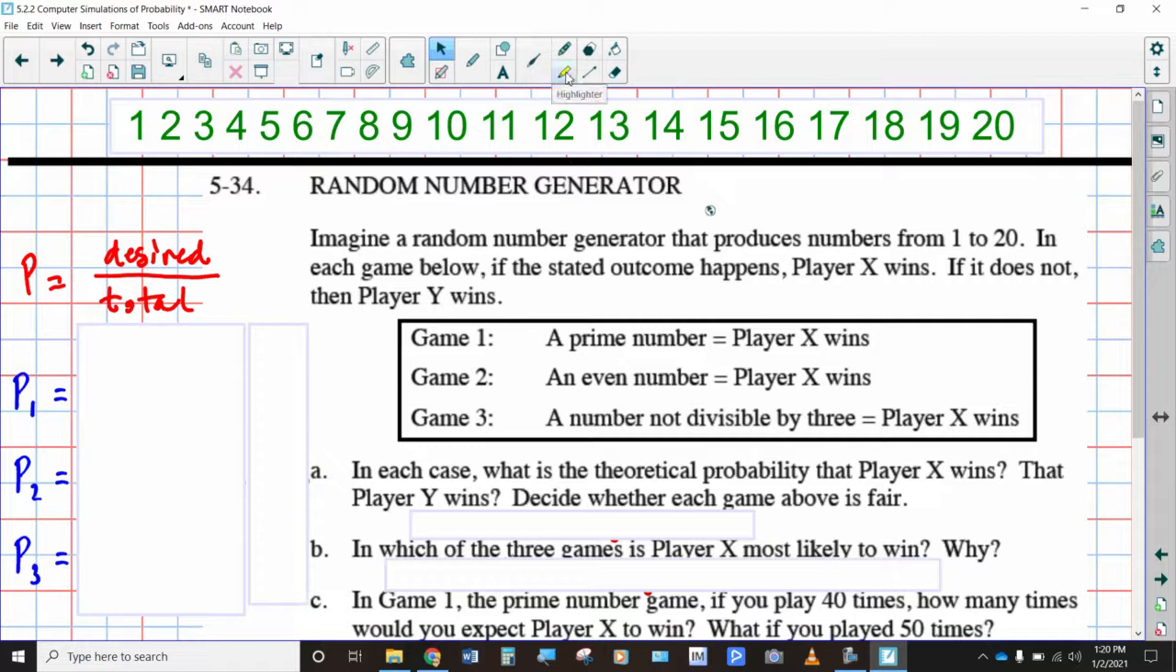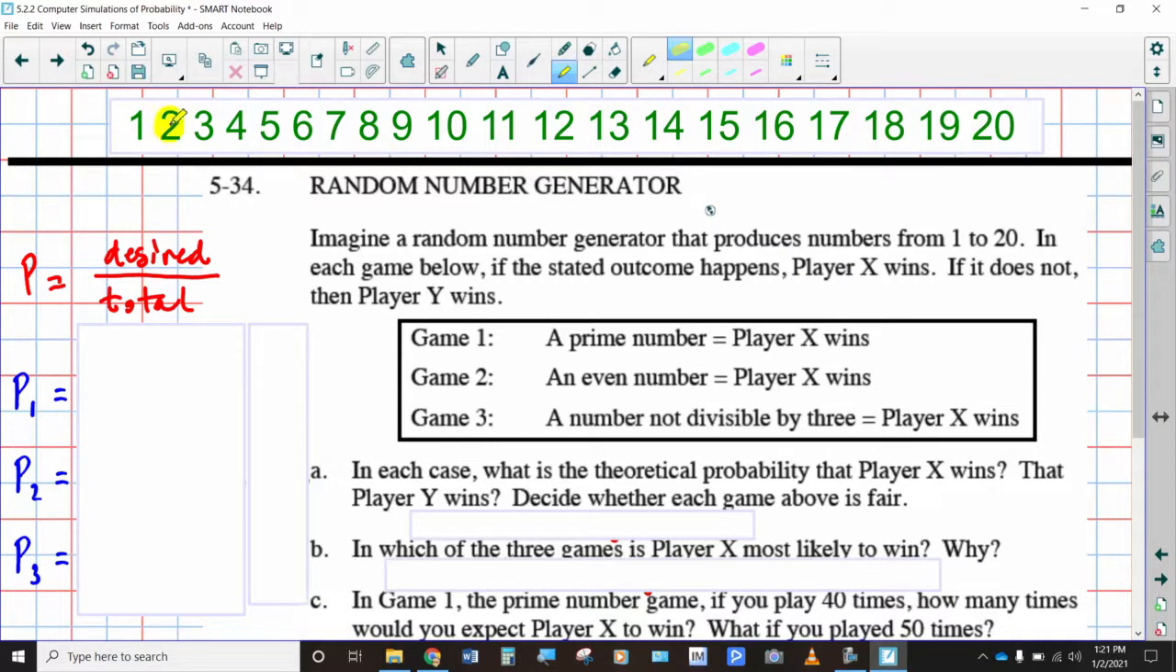So I'm going to come up here and highlight what all the prime numbers would be. Okay, so if we remember our definition, prime numbers are all the numbers that have exactly two factors, the number 1 and itself. So technically, the number 1 is not a prime number because it only has one factor, just the number 1.